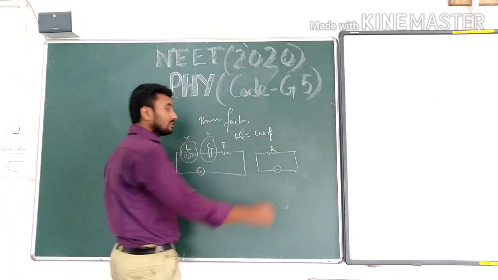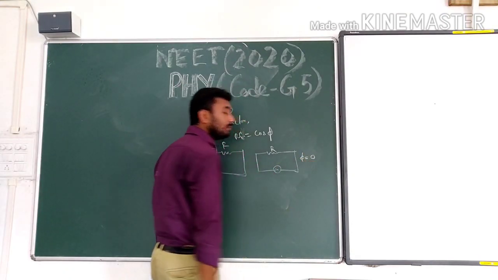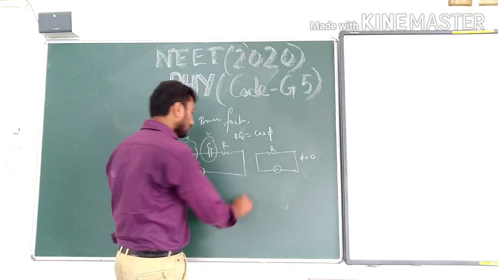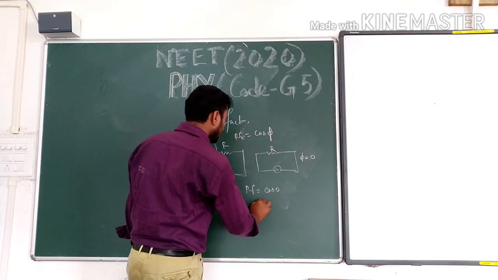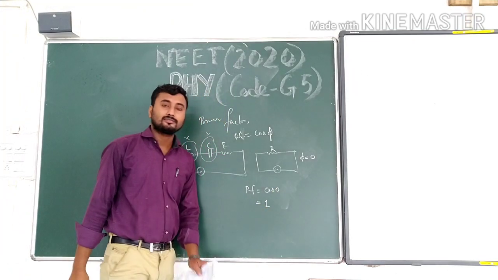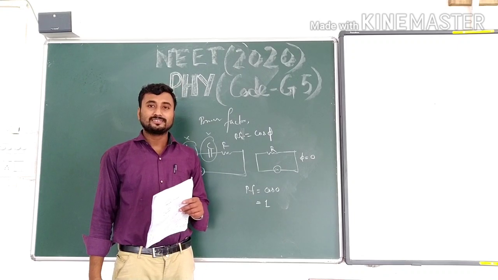Then the phase difference will be 0. For a pure resistive circuit, the phase difference will be 0. So power factor equals cos 0, right? So it will be 1. Option 2 is correct.